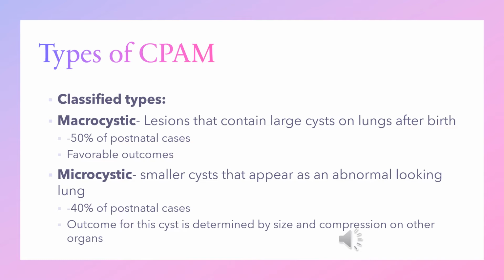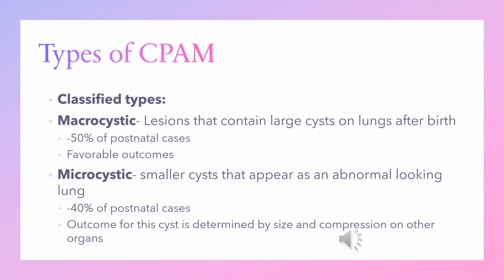There are different types of CPAM. The two that are classified are the macrocystic and the microcystic. The macrocystic are the lesions that contain large cysts on the lungs after birth, and they are actually found by doing an ultrasound on the lungs of the fetus, and they account for 50% of the postnatal cases. These types of cysts have favorable outcomes.